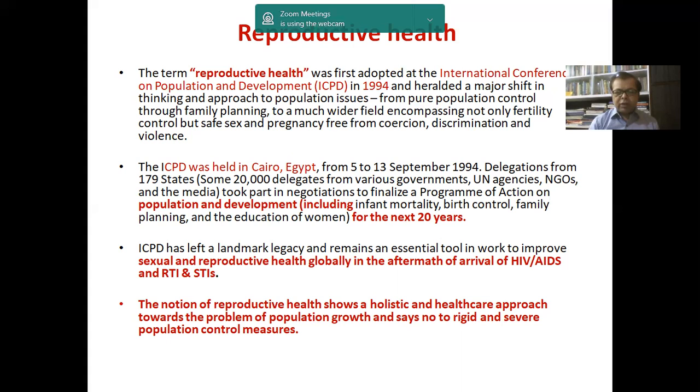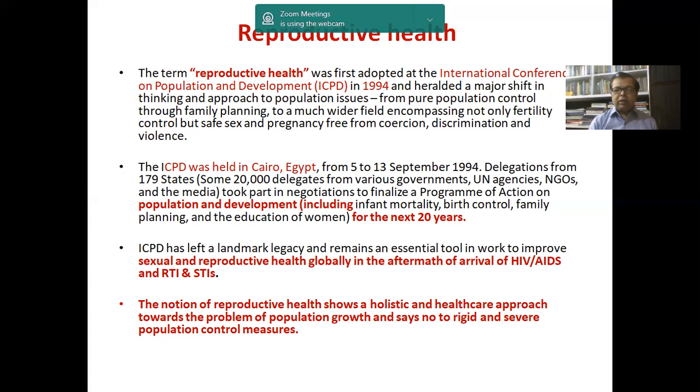The notion of reproductive health shows a holistic and healthcare approach toward the problem of population growth and says no to rigid and severe population control measures. Now, this is another important aspect, and that is why I've included it here. Basically, the world has witnessed the problem of population growth. Since the Second World War, one of the important concerns of most of the developing countries, or the third world countries world over, remained population control. And in the 60s, 70s, and 80s, several experiments were made. Even in India, we know how very severe population control measures were adopted.